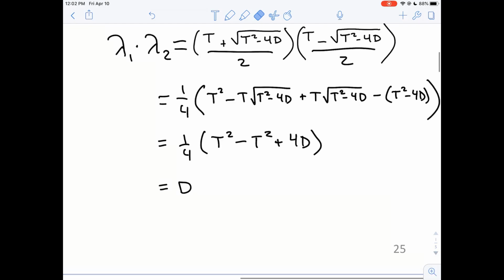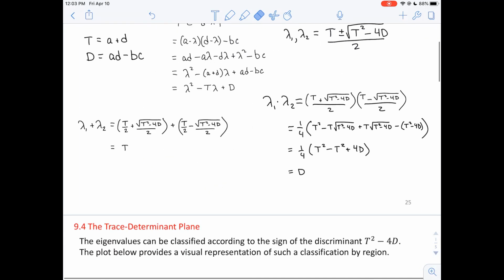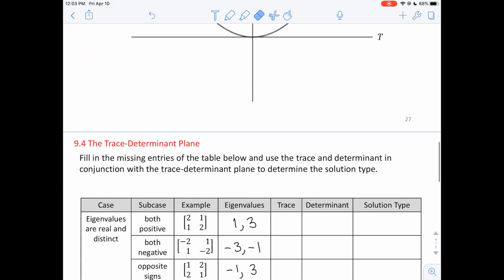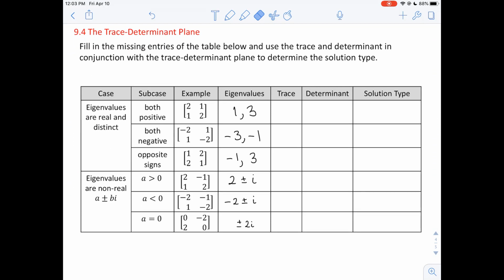Wow, this is pretty fascinating. So this work is suggesting that when you add the eigenvalues, you get the trace of a matrix, but when you multiply the eigenvalues, you get the determinant of the matrix. Let's go ahead and skip a couple slides and just verify that that's the case with the same examples we had from that chart from our last unit from 9.3.